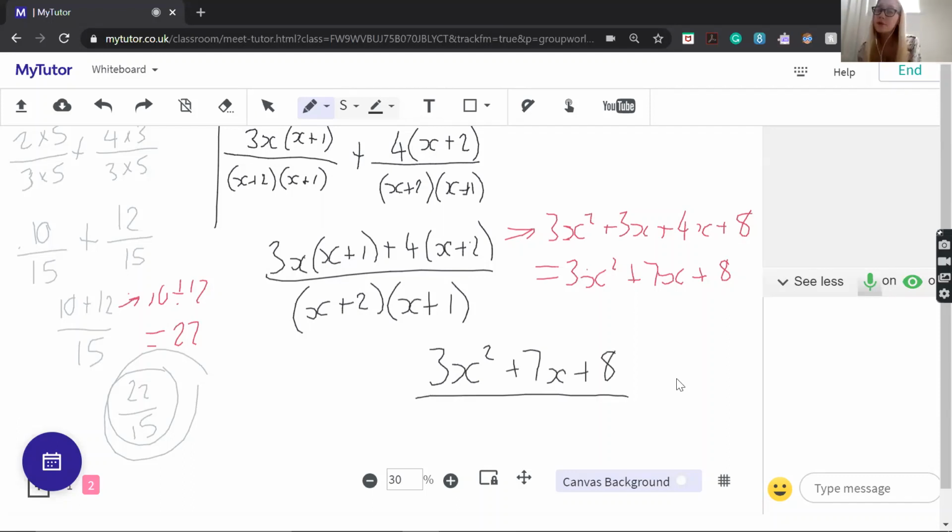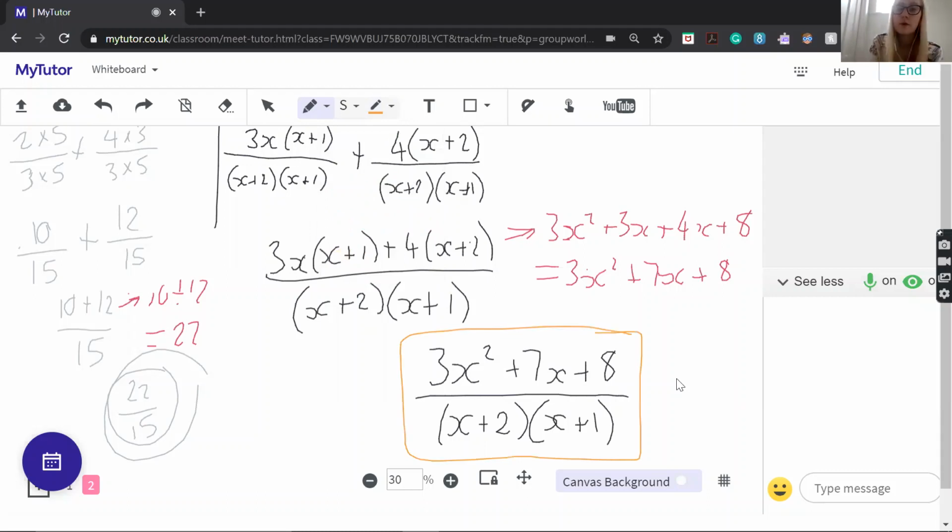Now you can either expand out the bottom or you can leave it as it is. They're both just as complicated as each other, so I'm going to choose to leave mine as it is. But you can do either. They're both answers to the question. The examiner won't mind which one you do. So there you go. Did that make a bit more sense?